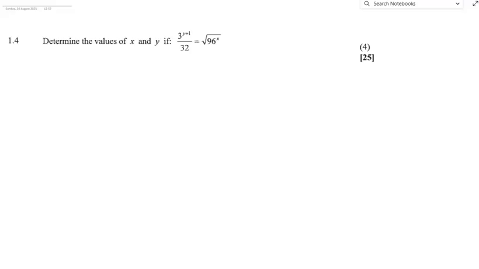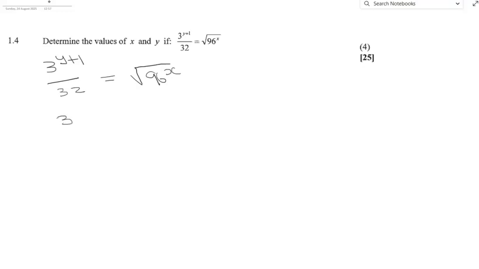So we're having 3 to the power of y plus 1 over 32, which is equal to 96 to the power of x, right? In order for us to solve this question, we must try and remove the square root, right? So let's see if we can remove the square root.